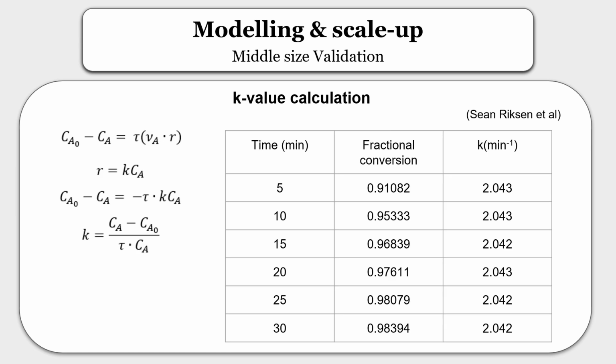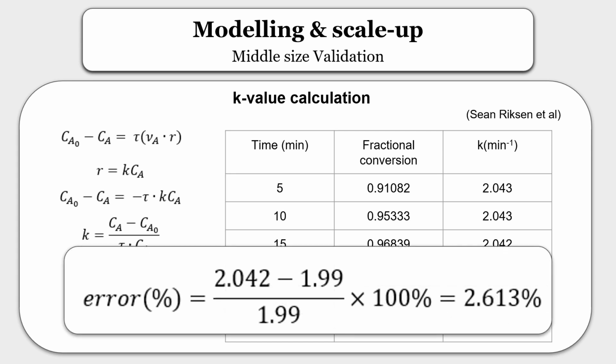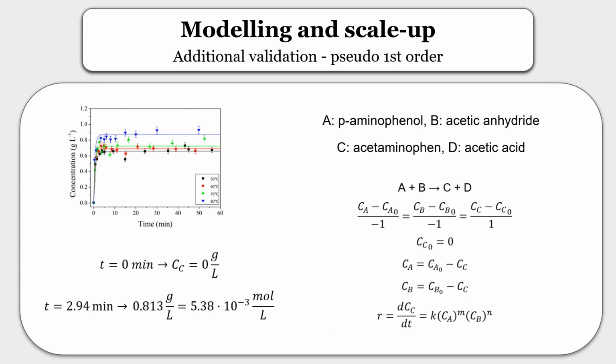Using the mass balance equation of the CSTR, the result of the calculation is like this. We can get the value 2.142 to 2.143, which is very close to the first K value, 1.99. For additional validation of the pseudo first-order reaction, we got data like the left side of the slide, with approximate estimates from the graph of the research paper.